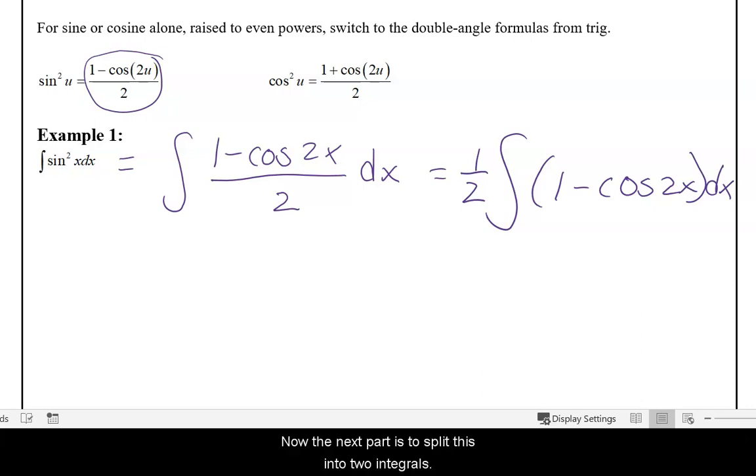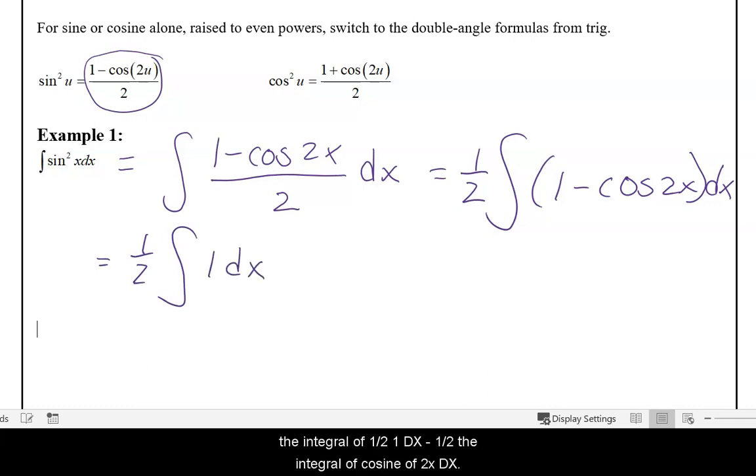Now, the next part is to split this into two integrals. I don't want to do a u substitution here, since my u would have to be 1 minus cosine of 2x, and the derivative of a negative cosine would be a sine, but I don't have a sine. So instead, what I'll try is splitting it into two integrals. The integral of 1/2 times 1 dx minus 1/2 the integral of cosine of 2x dx.